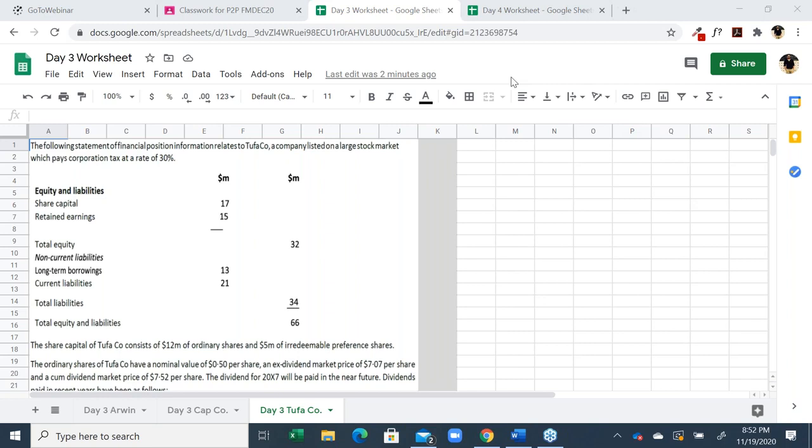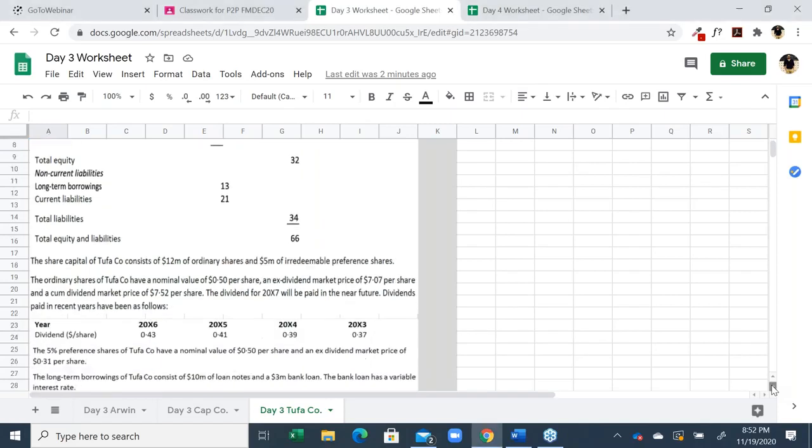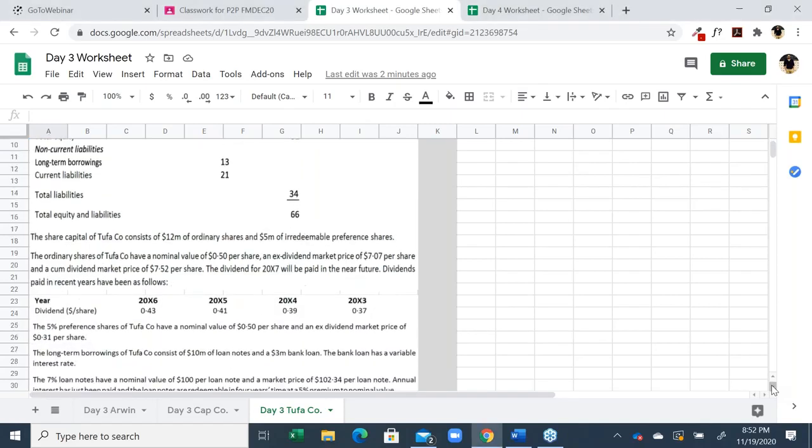So for weighted average cost of capital, first we need to calculate the cost of different sources of finance. So first of all, we need to find out the cost of equity, and we need to find out which model we should be using.